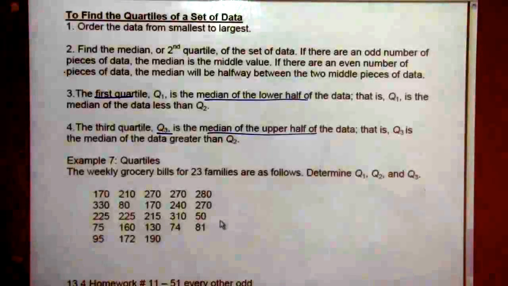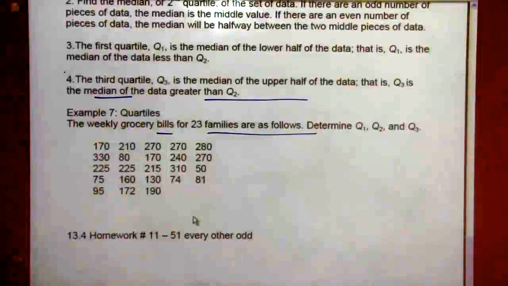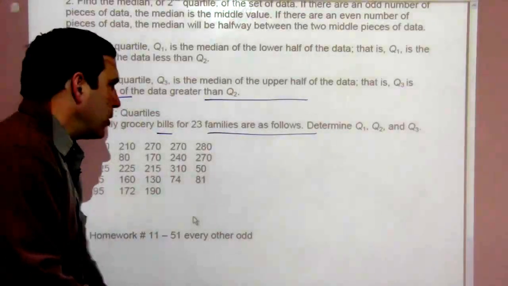Okay, so let's find out what these are going to be. Example 7 says the weekly grocery bills for 23 families are as follows. Determine Q1, Q2, Q3.